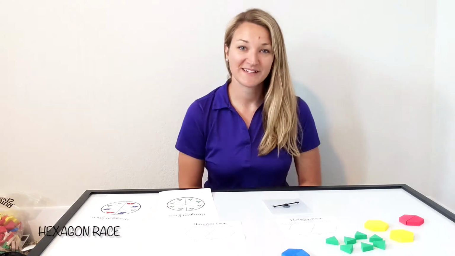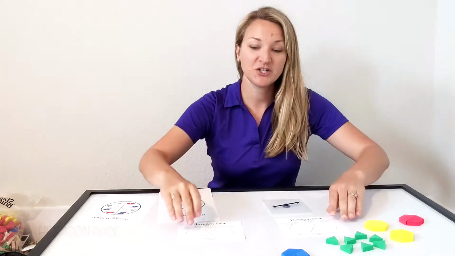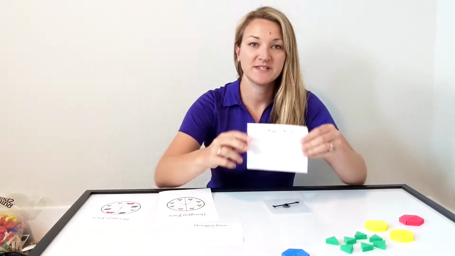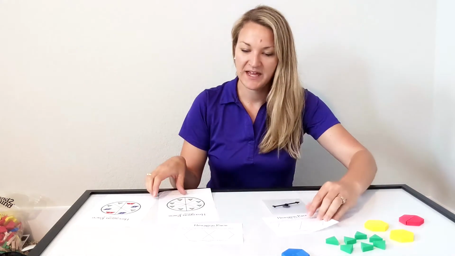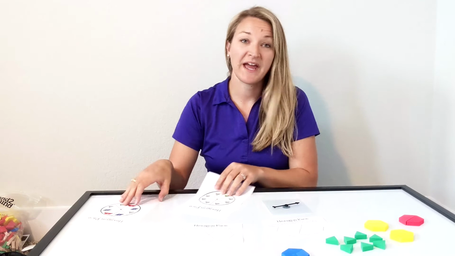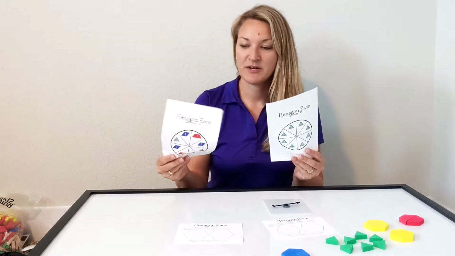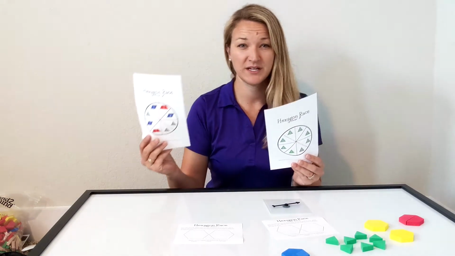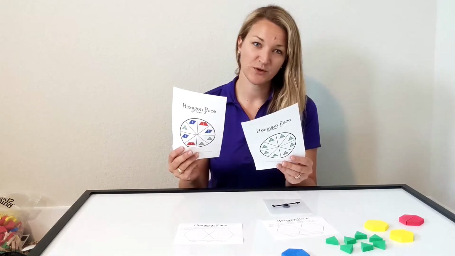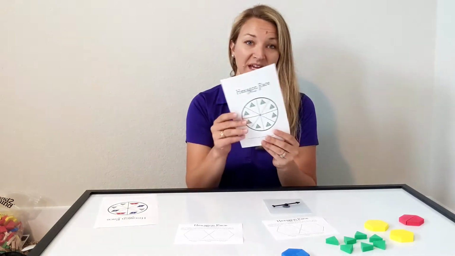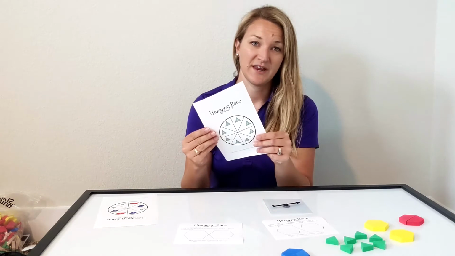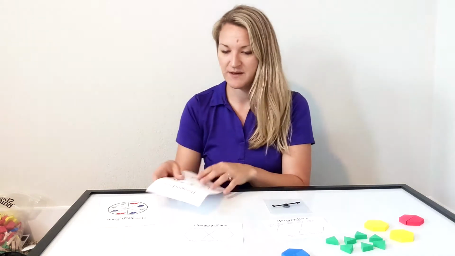Right, let's take a look at Hexagon Race. This is a game where each partner will have a Hexagon Race game board, and they will share either spinner A or spinner B. Spinner A is actually going to be used for kinder and first grade as well as fourth and fifth grade. Spinner B is going to be used just for second and third grade, and we'll talk about why in just a minute.